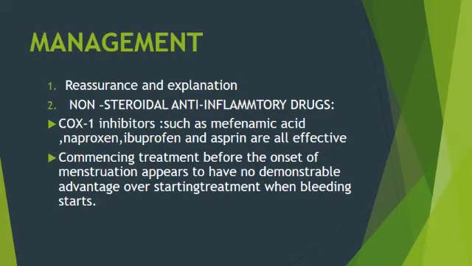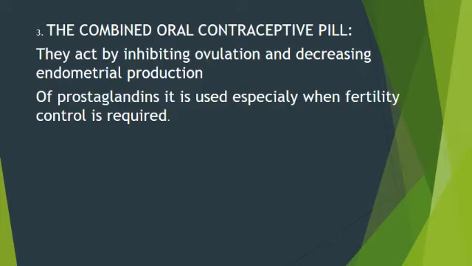Management: first of all, reassurance and explanation. Non-steroidal anti-inflammatory drugs, such as COX-1 inhibitors like mefenamic acid, ibuprofen, and aspirin, are all effective. Starting treatment before the onset of menstruation appears to have no advantage over starting treatment when bleeding starts. The combined oral contraceptive pills act by inhibiting ovulation and decreasing endometrial production of prostaglandin, and are used especially when fertility control is required.